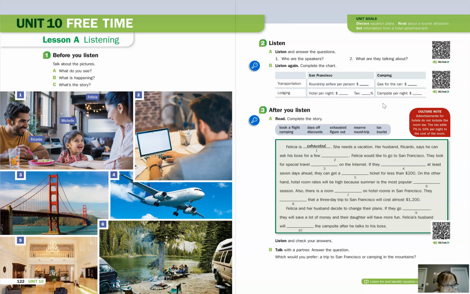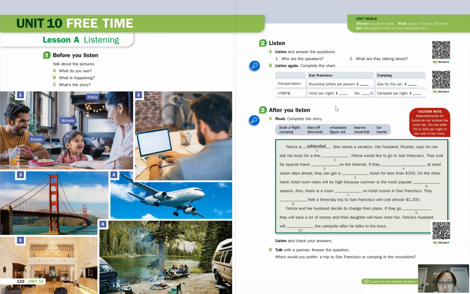Okay, and then let me ask another question. What else will they need to pay for other than transportation and lodging? What else will they have to pay for? Okay, so we can say they will also have to pay for food. So usually those are the main costs for a trip: transportation, lodging, and food.